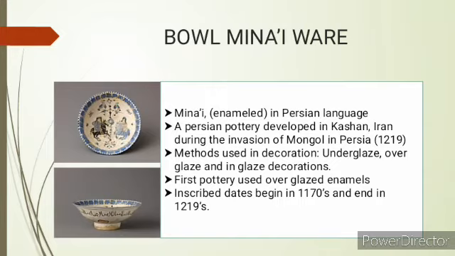The period of Mongol invasion of Syria also introduced, in Persia, the underglaze decoration to Persian pottery around the 1200s. Now, underglaze is a method of decorating pottery in which decoration is applied at the surface before it is covered with a transparent ceramic glaze.